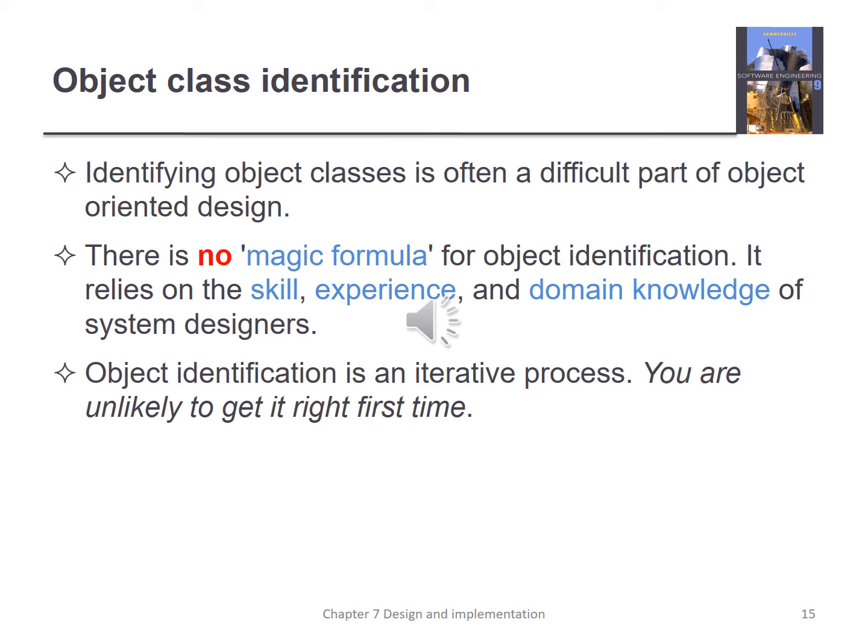Identifying object classes is often the difficult part of object-oriented design. There is no magic formula for object identification. It relies on skill, experience, and domain knowledge. That's why I said we have to understand fully; you have to have knowledge about the domain, the business rules, and what's going on in that system. Object identification is an iterative process. You cannot get it right the first time. You have to do it again and again in order to get it right.